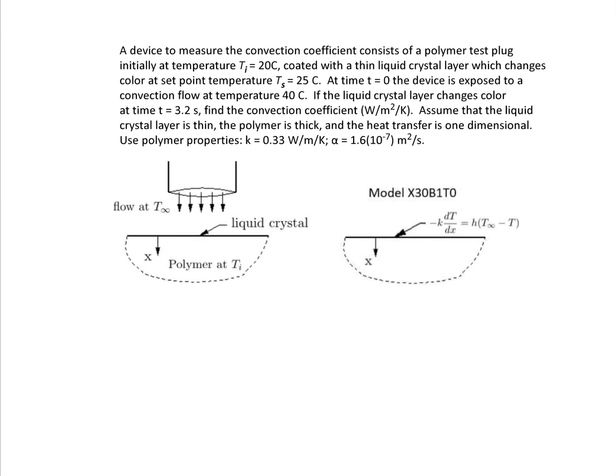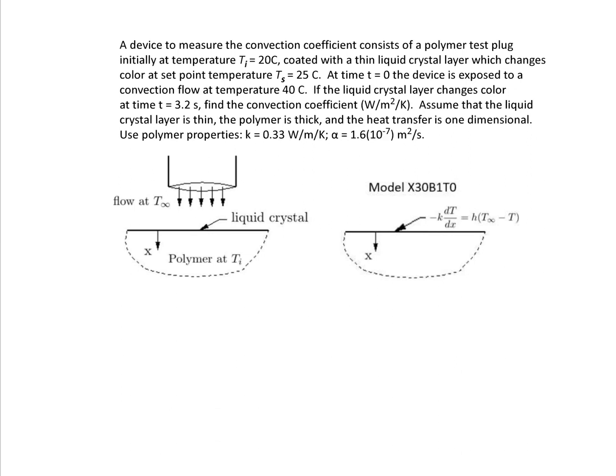Here's the problem statement. You have a device to measure the convection coefficient, which is a polymer test plug, initially at temperature 20 C, coated with a thin liquid crystal layer, which changes color at a particular set point, 25 C. At time 0, the device is exposed to a convection flow at 40 C. If the liquid crystal changes color at time 3.2 seconds, what's the convection coefficient?